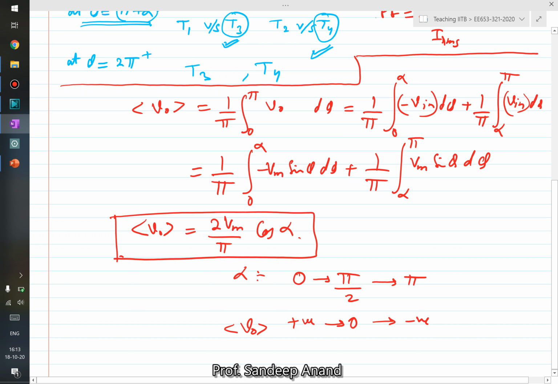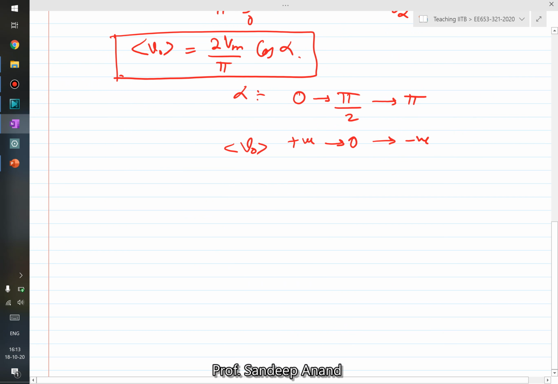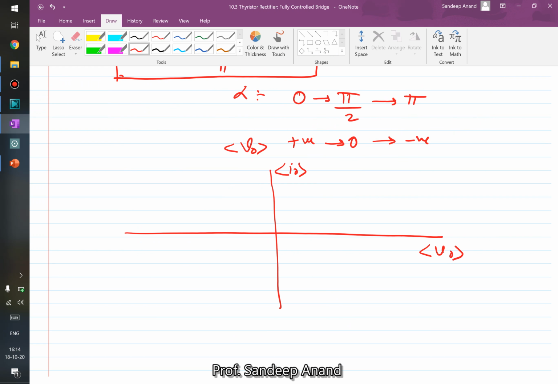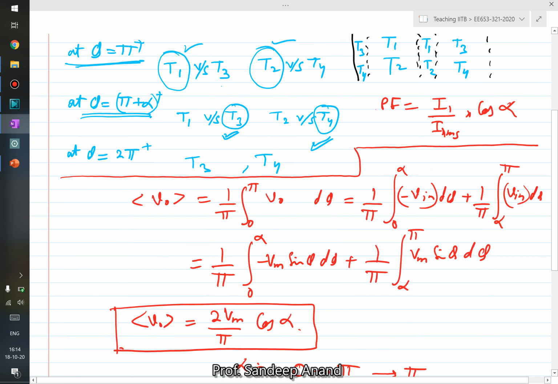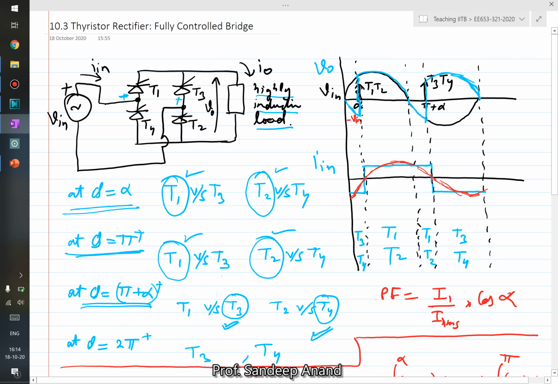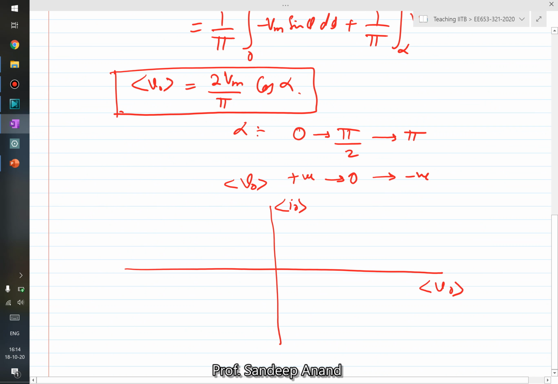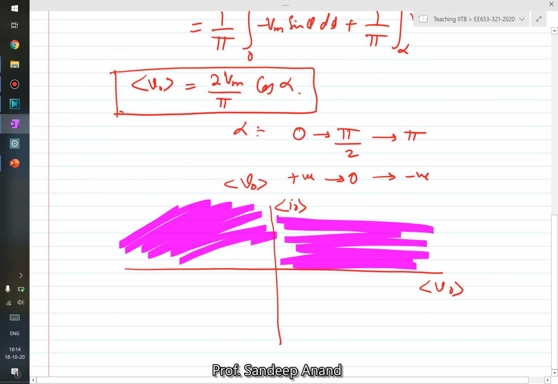Okay, now this is one of the things. Because of that, if we draw the average current and the average voltage, the current will be only positive. Current cannot be negative. Why? Because if you physically see the circuit, you realize that the output current cannot flow in reverse because there are thyristors and they cannot allow reverse current direction. So the output current is always going to be positive. The output voltage can be positive if alpha is between 0 and pi by 2, and negative if alpha is greater than pi by 2. So it can operate in these two quadrants.